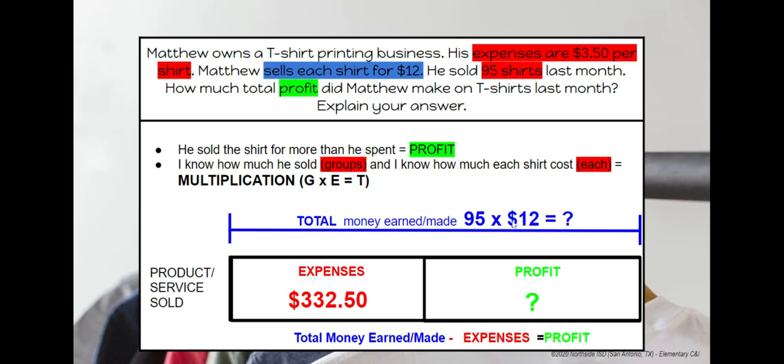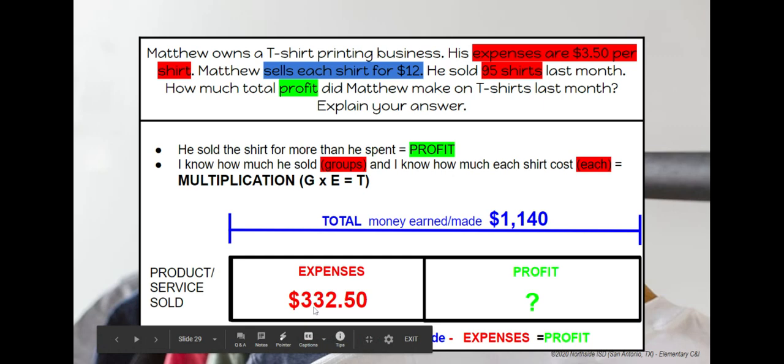So go ahead and pause this video. Everybody should be able to do a 2x2 math problem. Take your pen and paper and you're going to do 95 times 12. So go ahead and pause the video and solve for that. So when you multiplied 95 times 12, you should have gotten $1,140. So you now know that when he sold all 95 of those shirts, he received $1,140.